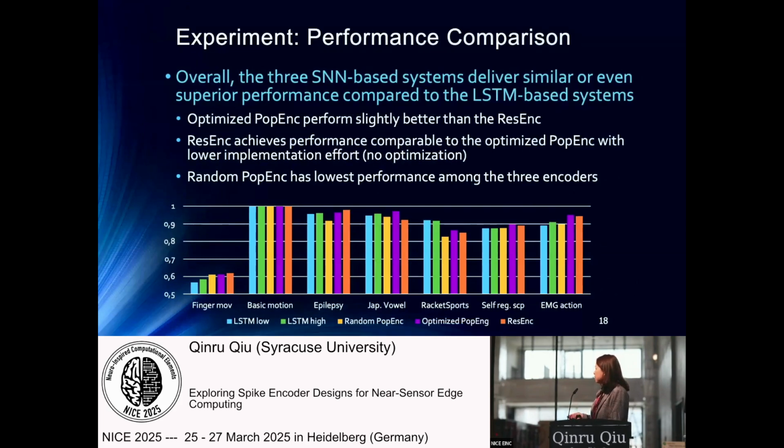We first compare the performance of our encoder with the LSTM. This chart shows their performance in terms of classification accuracy. The first two bars, blue and green, refer to the performance of the two LSTMs, and the last three bars refer to the performance of our encoders, with the yellow bar representing the random population encoder, the purple bar the optimized population encoder, and the orange bar the reservoir encoder. As we can see, our spiking neural network-based approach provides comparable or superior performance to the LSTM. And as we expected, the optimized population encoder performs the best. However, even the random population encoder's performance is quite acceptable.